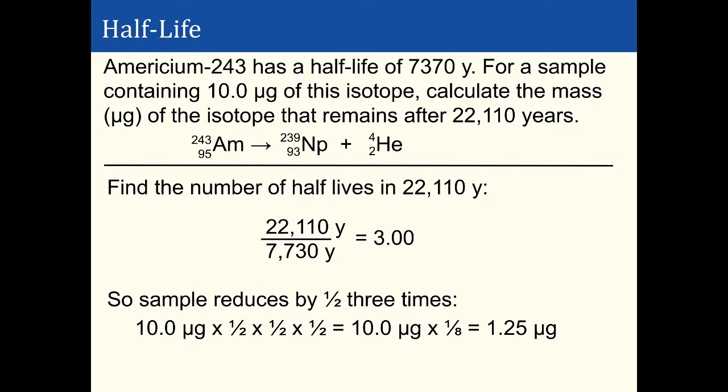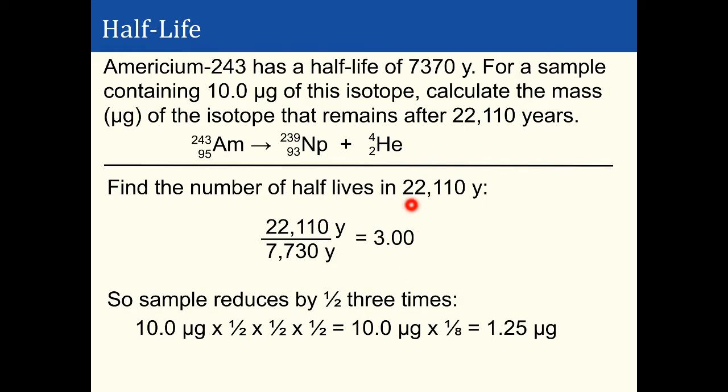So for a sample containing 10 micrograms, mu is micrograms, of the sample, calculate the mass of the isotope that remains after 22,110 years. So this is the disintegration reaction. Now, we can do it straightforwardly. How many half-lives do we have in 22,110 years? If the half-life is 7,370, how many cycles of that?